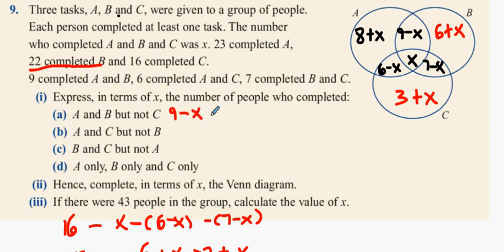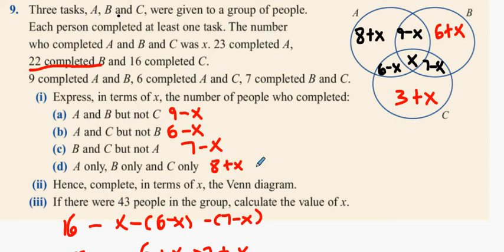9 minus X. A and C, but not in B. A and C is here, but you're not allowed in B. So what's your answer? 6 minus X. B and C, but you're not allowed in A. 7 minus X. Sorry, B and C, but you're not allowed in A, 7 minus X. A only, B only, and C only.